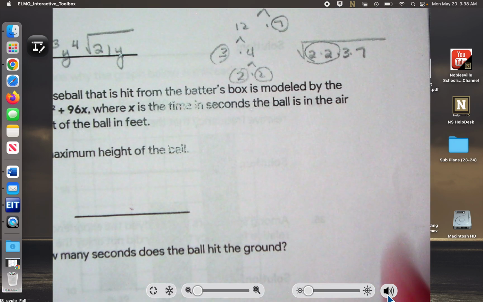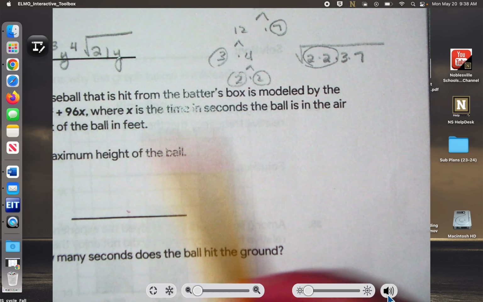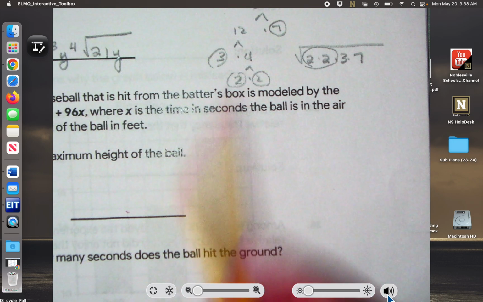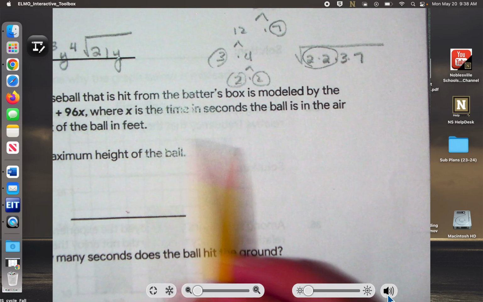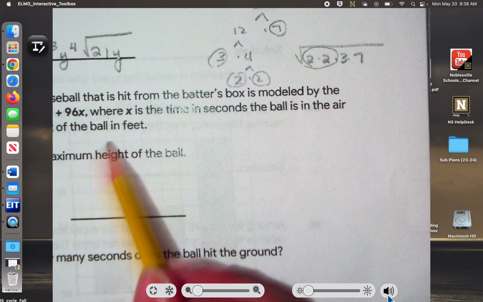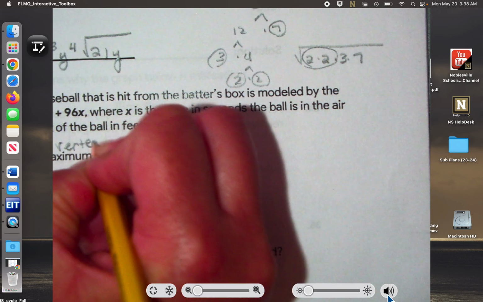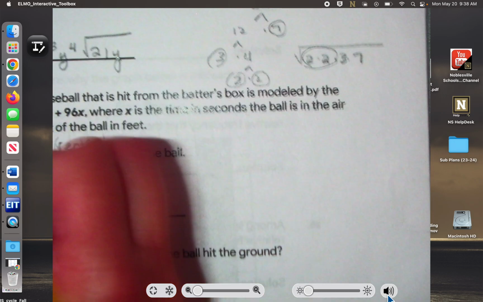All right, number 31, here we go. We have a function here, baseball, hit from the batter's box. X is the time in seconds the ball is in the air, y is the height. So find the maximum height, so that means we need the vertex. And then the height will be, of course, the y value.